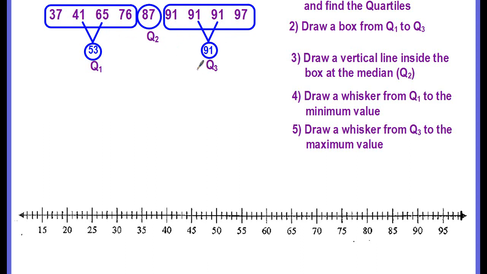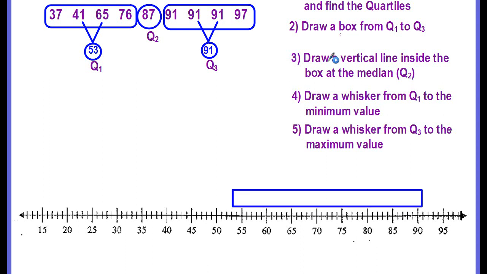Okay, the next thing you're going to do is draw a box. And the box goes from the quartile 1 value, Q1, to the third quartile, Q3. So you're not going to do it on the number line itself, you're going to do it a little bit above the number line. And you're going to draw the box. So here's our 53. This is our Q1. Here's our 91. So this is our Q3.